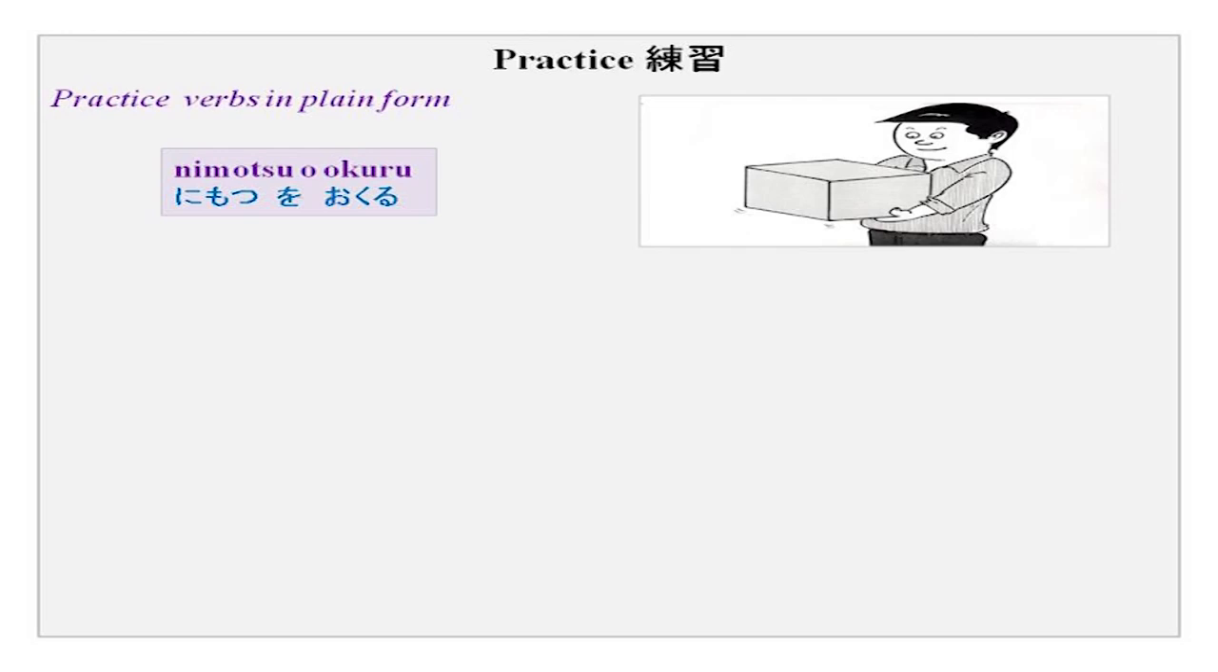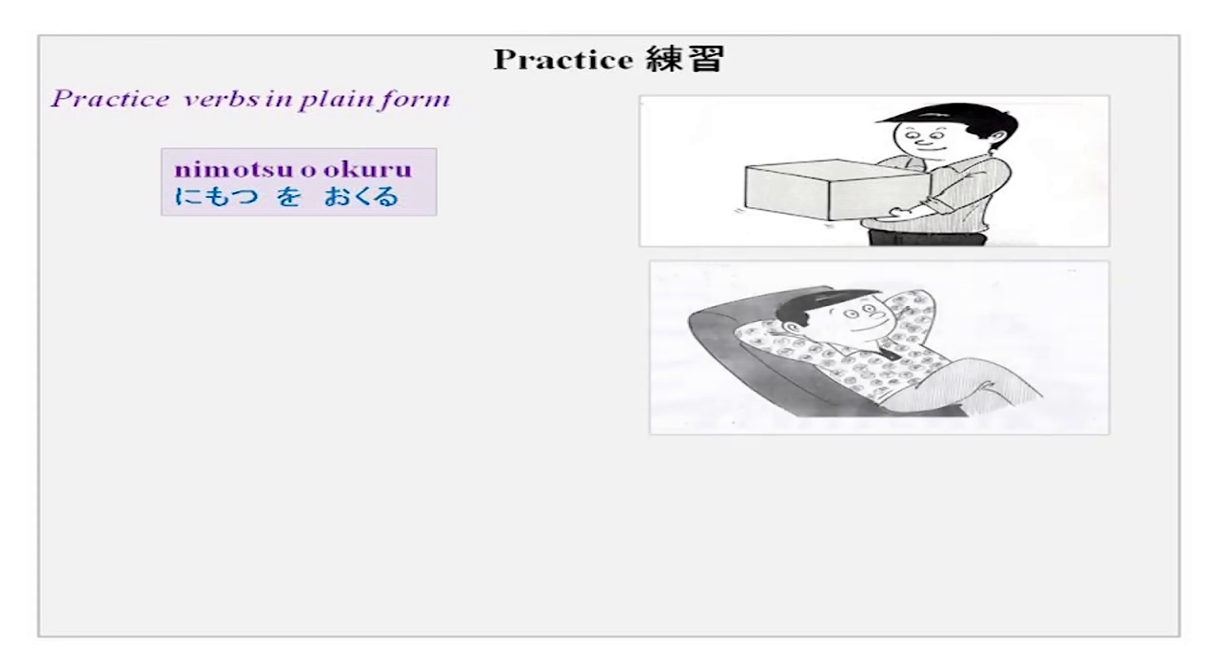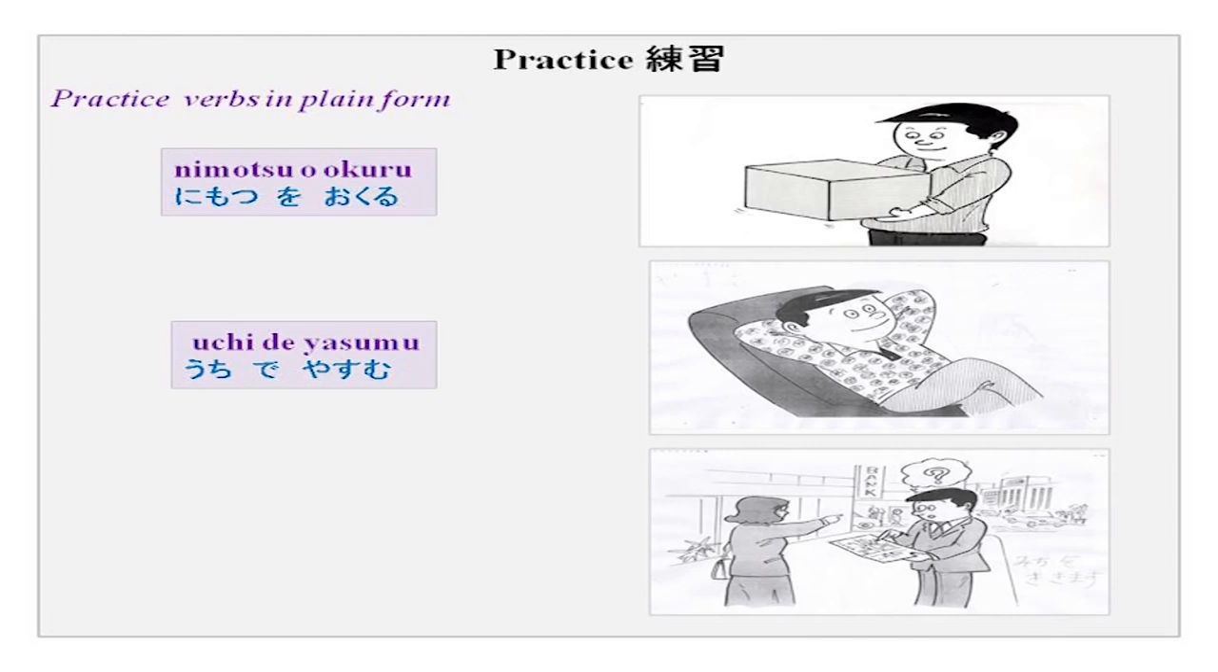Well, we have another picture for you. This gentleman over here, Tanaka-san you can call him, is relaxing, is happy. So, what is he doing? Uchi de yasumu, is relaxing at home. Then, you have this gentleman Tanaka-san over here asking this lady for some place or some building. So, well, what is he doing? Jūsho o kiku. Jūsho is address, jūsho o kiku. So, this is how you can practice with all the other pictures also given over there. Ask your partner what they are doing and then probably answer in plain form.